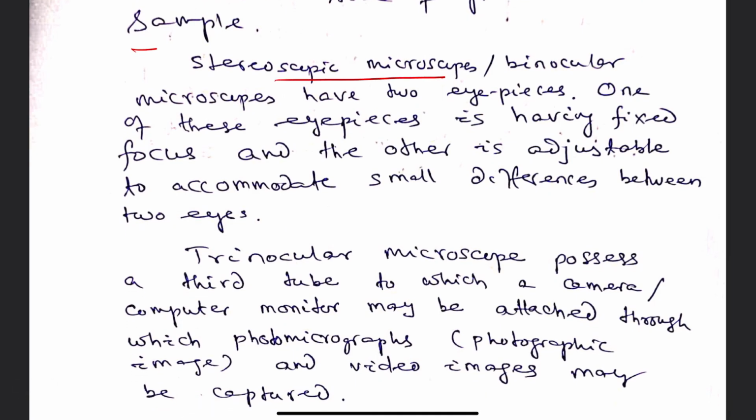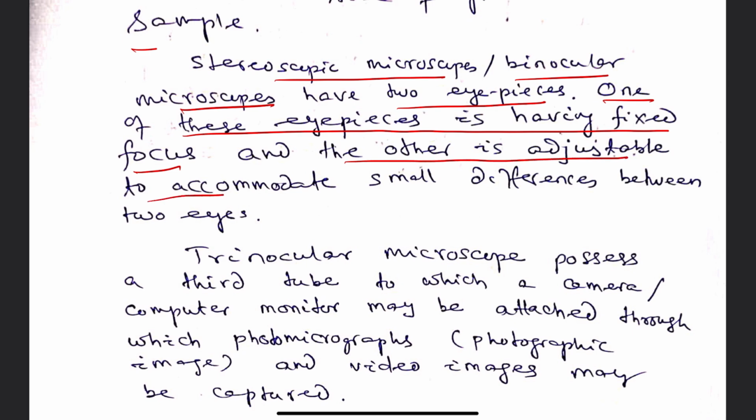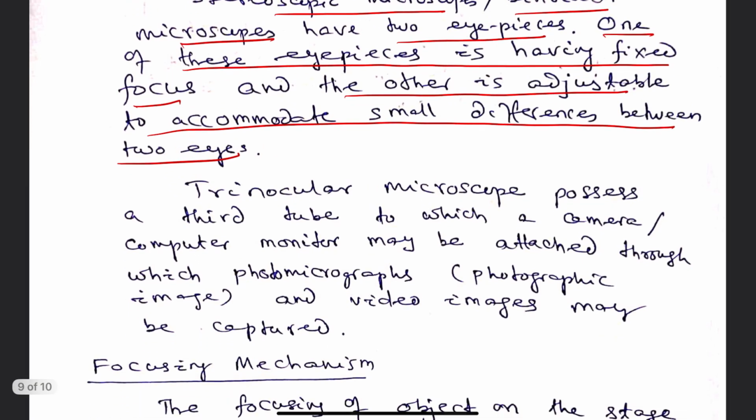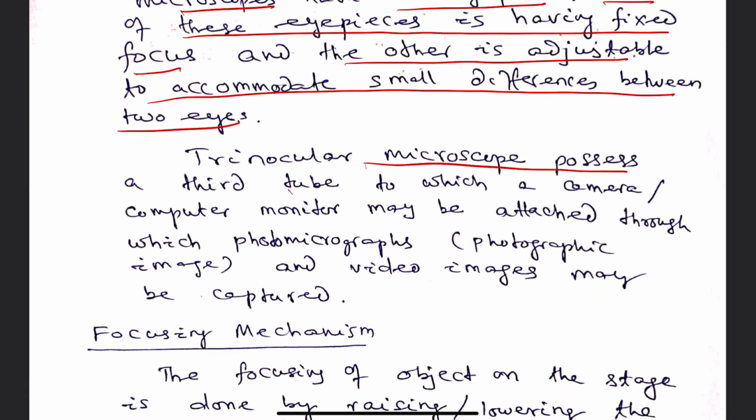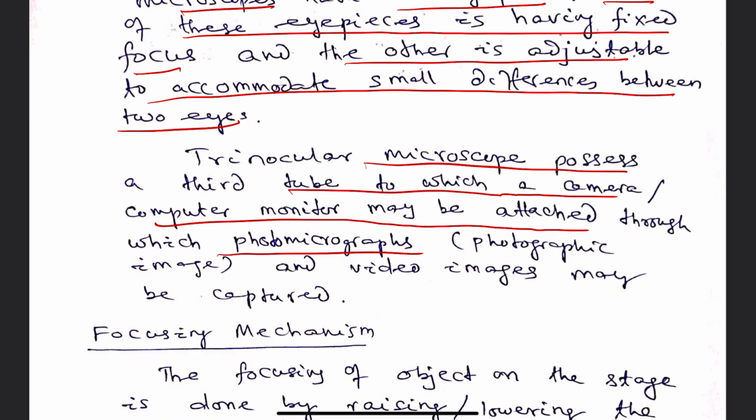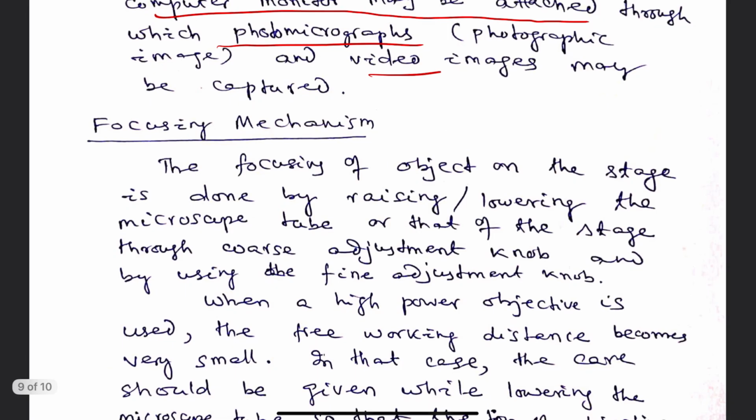But in the case of stereoscopic or binocular microscopes, there are two eyepieces. One of these eyepieces has fixed focus and the other is adjustable to accommodate small differences between the two eyes. In the case of trinocular microscopes, the third tube is there to which a camera or computer monitor may be fitted to take a photograph of the object. So this is all about the parts and their function.